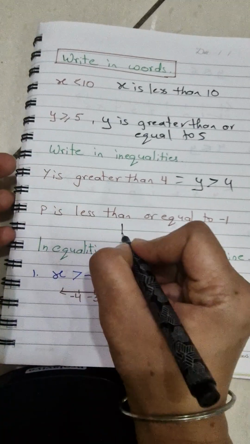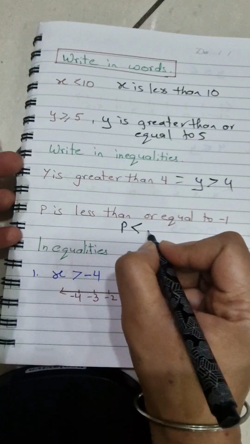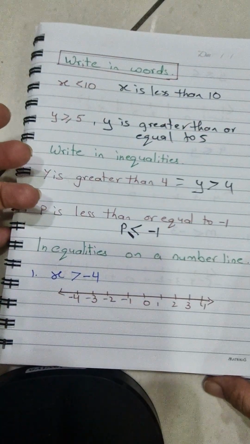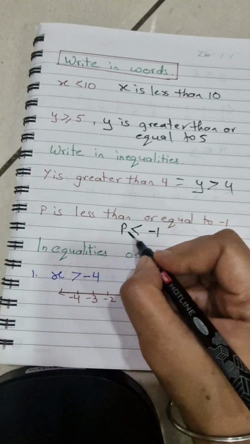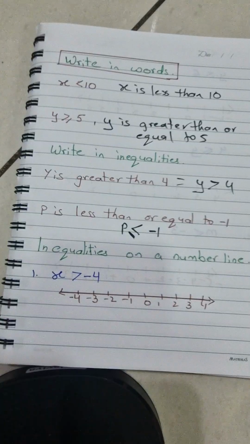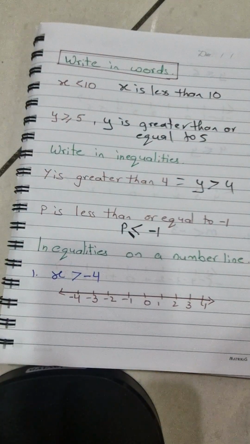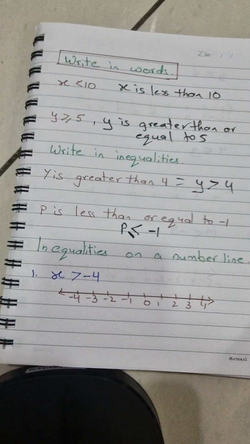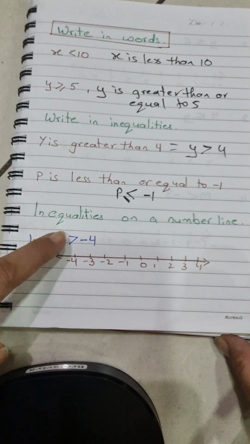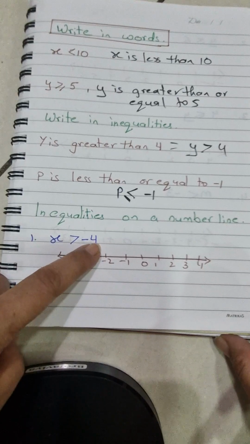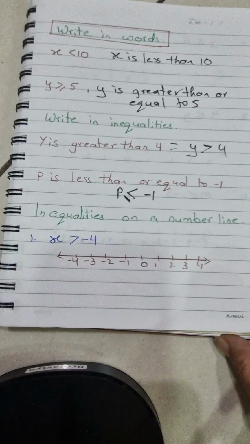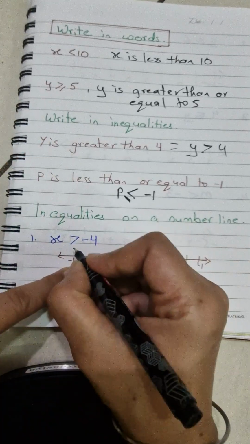Now P is less than means open the mouth towards -1, but it is equal to also there. So we will write this symbol. So remember, this type of symbols where equal to sign is also coming, you will use closed circle, and for single less than or greater than, you will use open circle. So now we are going to draw the inequality on number line, which is very important. X is greater than -4. Okay, so you will draw your open circle on -4 like this.